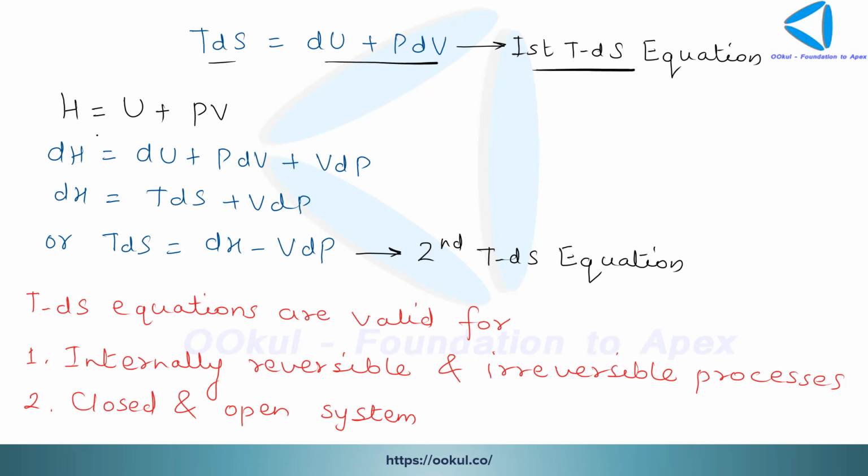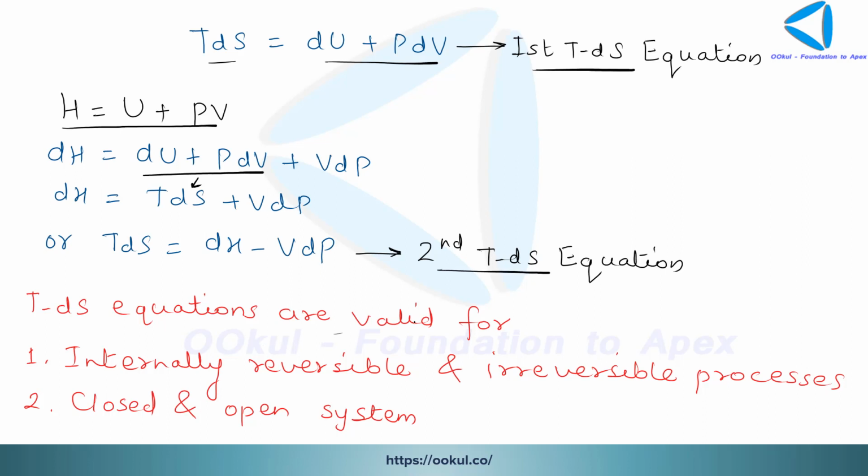Now we know from the definition of enthalpy that H is equal to U plus PV. So taking the differential on both sides, dH equal to dU plus pdV plus Vdp. So dH equal to this dU plus pdV, which becomes TdS from the first TdS equation, plus Vdp. Or we can write TdS equal to dH minus Vdp. This is the second TdS equation.